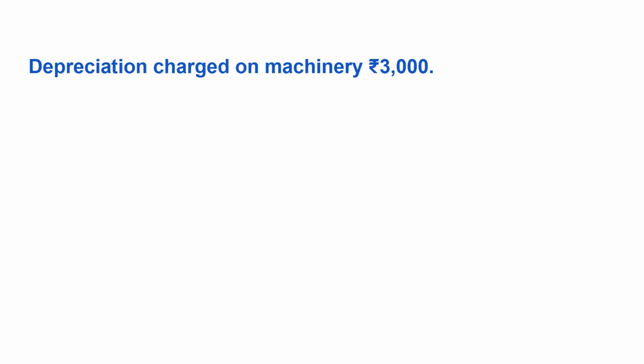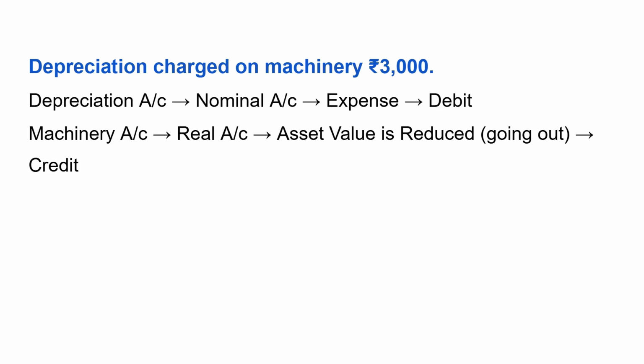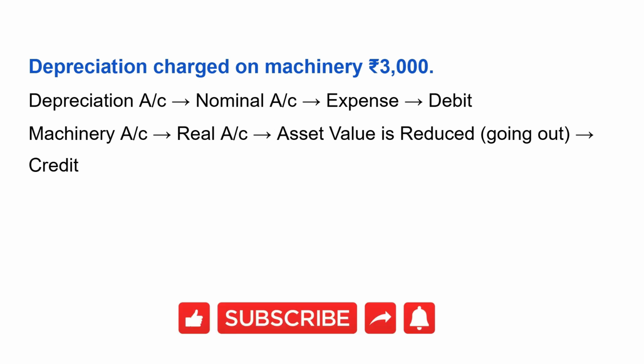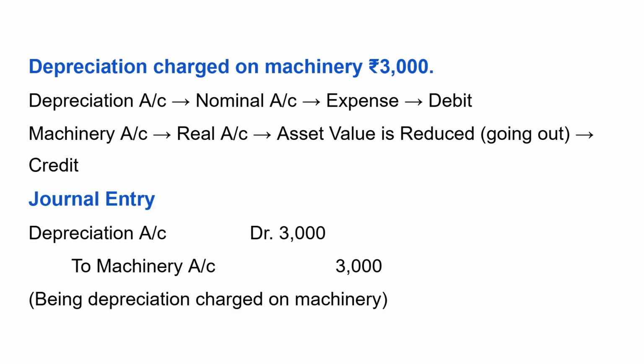Next, depreciation charged on machinery, 3000 rupees. Here the two accounts affected are depreciation account and machinery account. Depreciation account is a nominal account and it is an expense, so it is debited. And machinery account is a real account and the asset value is reduced, so it is credited. And the journal entry is depreciation account debit 3000 rupees to machinery account 3000 rupees. And the narration is being depreciation charged on machinery. Depreciation is an expense and it reduces asset value. So depreciation is debited and machinery is credited.